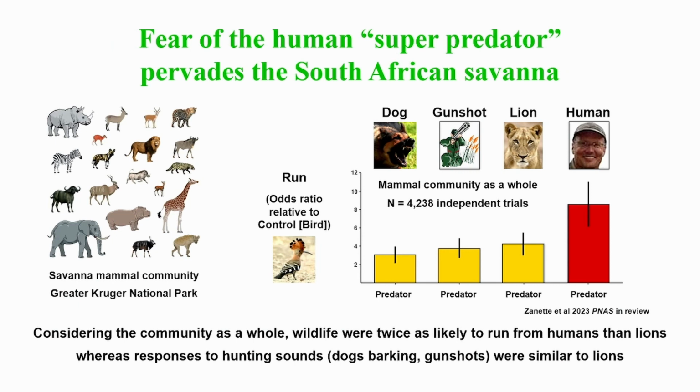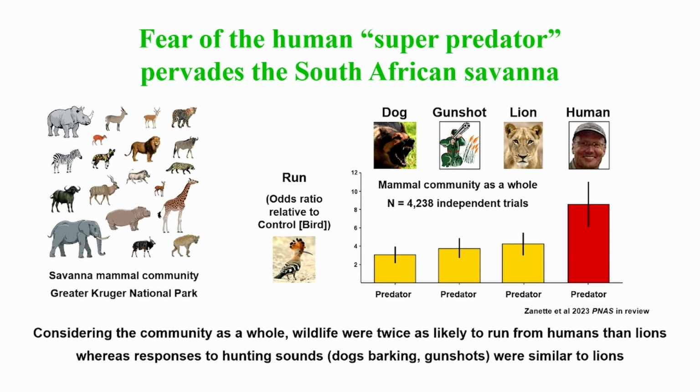And finally, we came here to Greater Kruger National Park, where we experimentally tested the reactions of the entire savanna mammal community from elephants on down, which we were able to do because we finally got good at doing these experiments, partly by perfecting the equipment, amongst other things, and so succeeded in collecting an enormous amount of data, 4,238 independent trials involving 10,720 videos. So considering the community as a whole, wildlife here were twice as likely to run from humans than lions, whereas responses to hunting sounds, namely dogs barking and gunshots, were similar to lions.